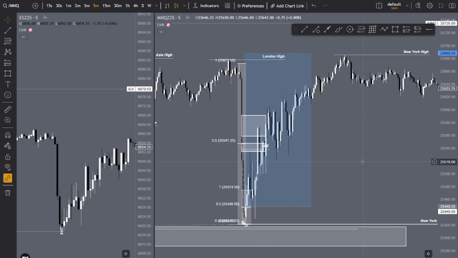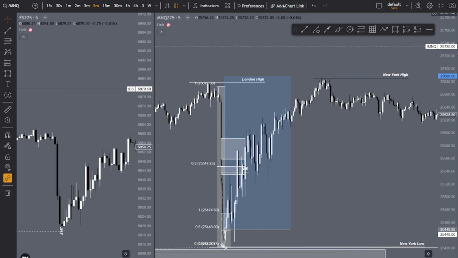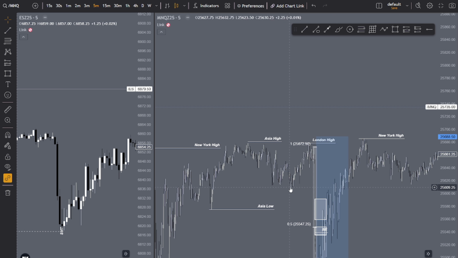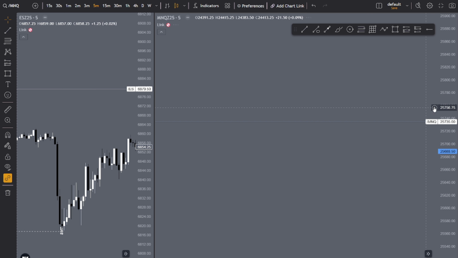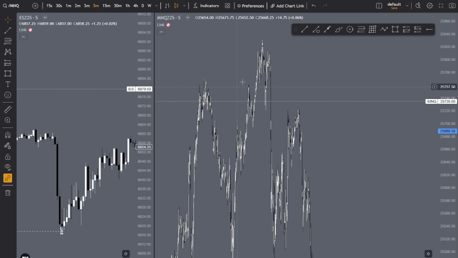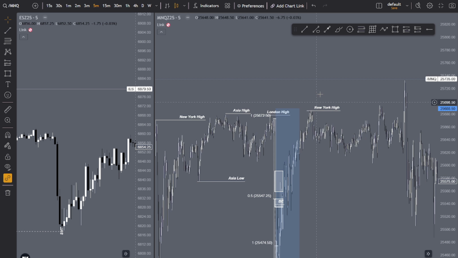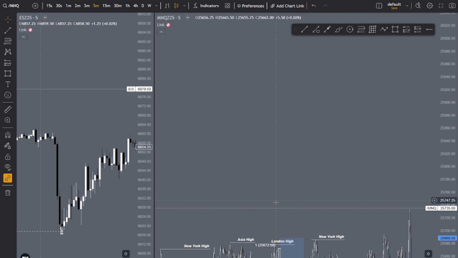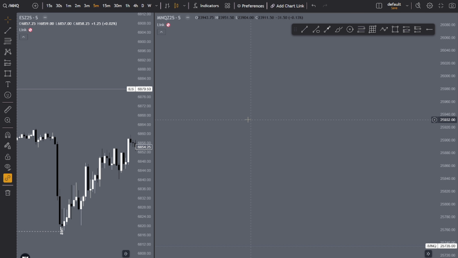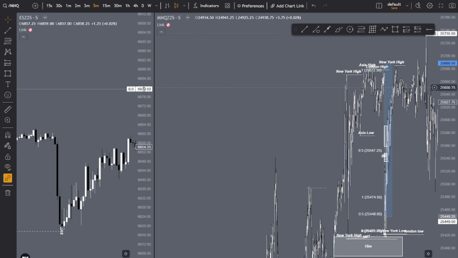Now you marked out your liquidity, market opens. Boom. Manipulation either to the upside or to the downside. Again, pretend this hasn't happened yet. We have manipulation to the upside. You would target one of these highs if you had a manipulation to the upside. Those would have been one of your areas of interest for a reversal.